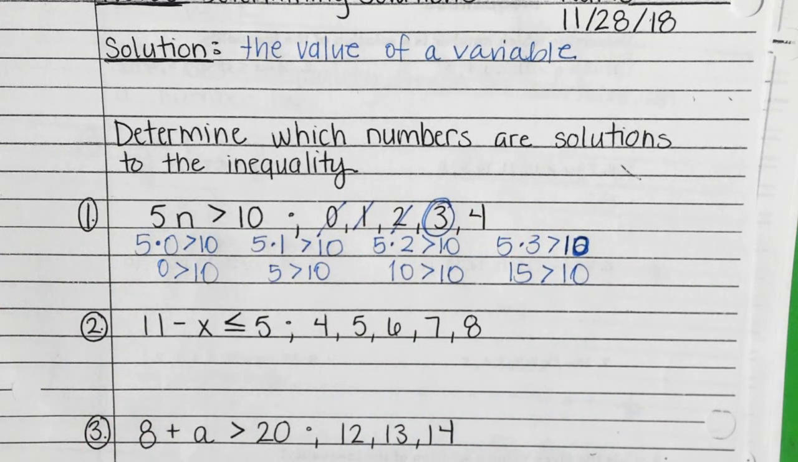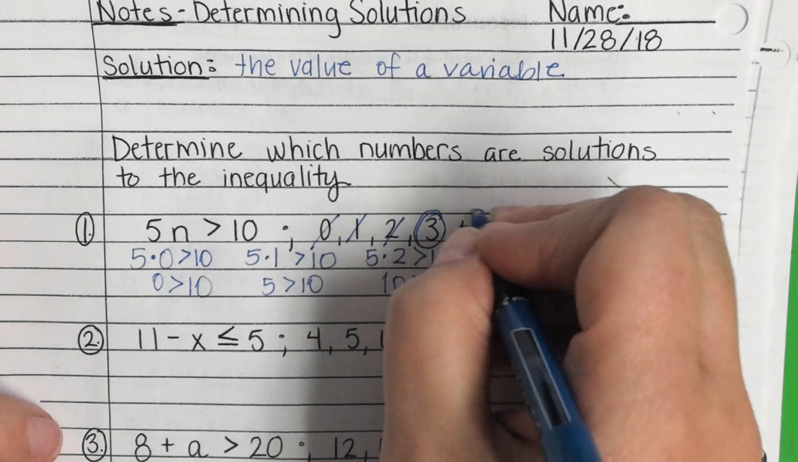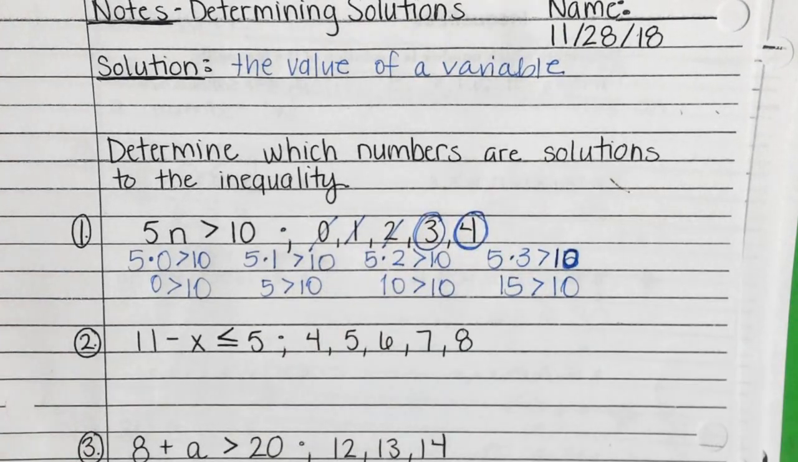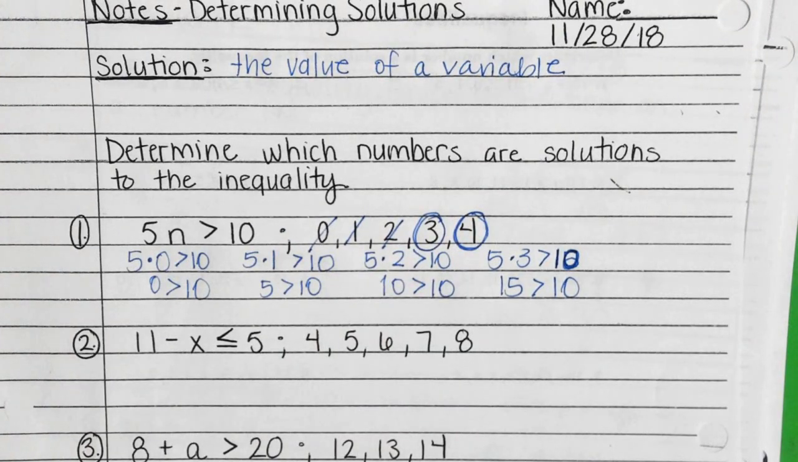So what do we automatically know? If 3 works, anything above that would work. So once we know that, we can go ahead and say that 4 would be a solution as well. See how I didn't work out every single one, but I worked them out enough to know when the pattern started. I told you.